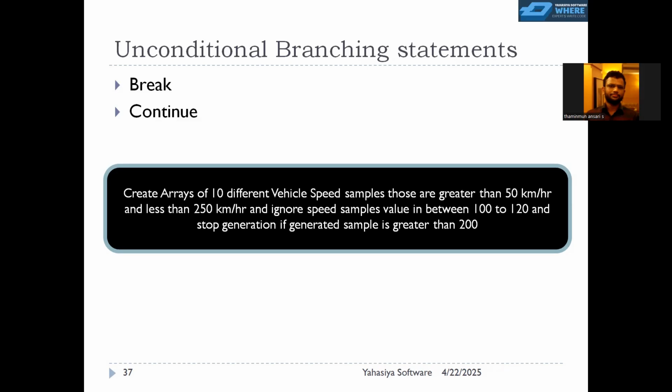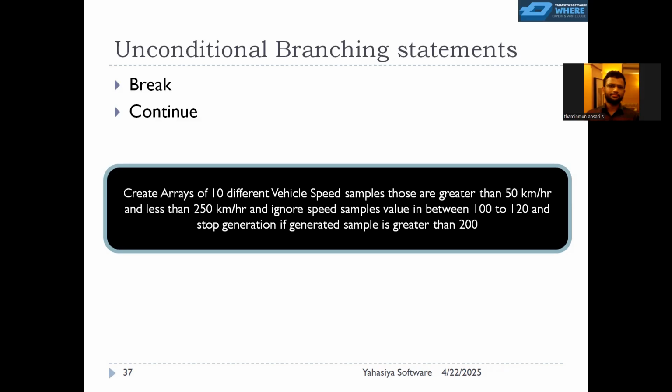As they asked us to generate 10 different vehicle speeds, obviously we use the random module that we have as part of the system library to generate a random number. We have to generate a random number in between the range 50 and 250. After we get some random number, we have to check whether that number is in between 100 and 120. If it is so, we have to continue. That means we have to regenerate the sample again.